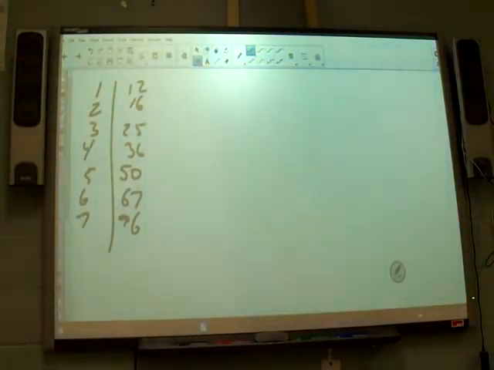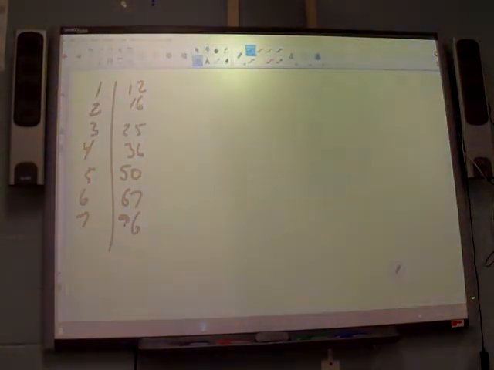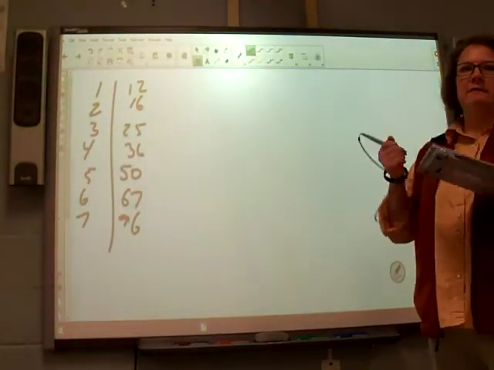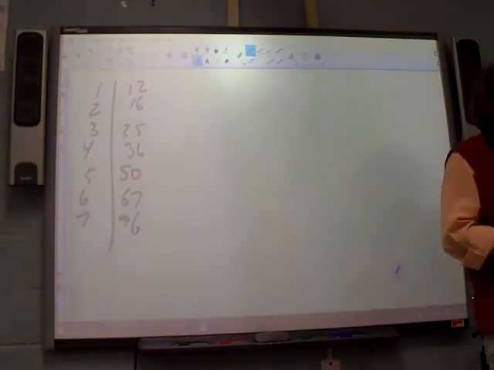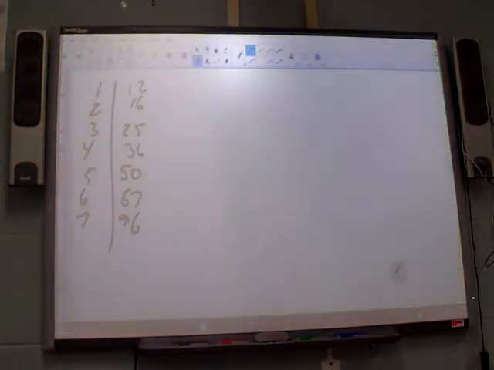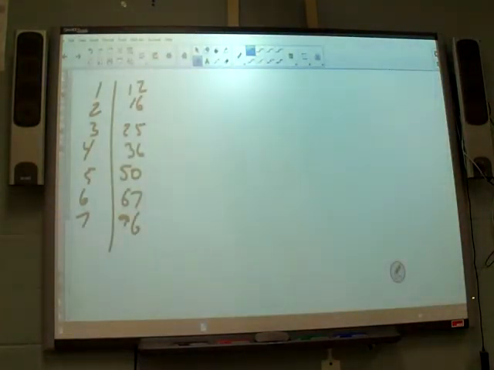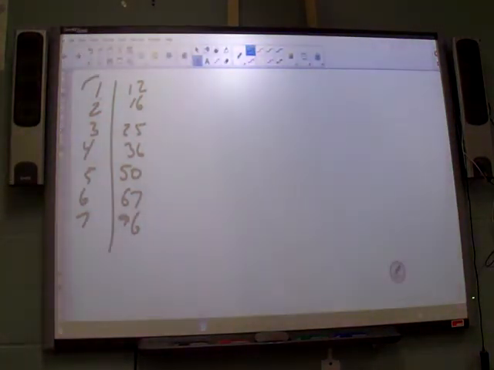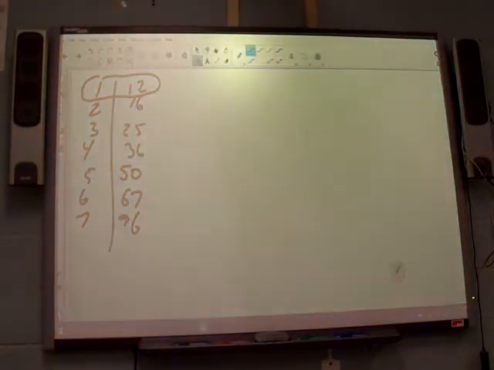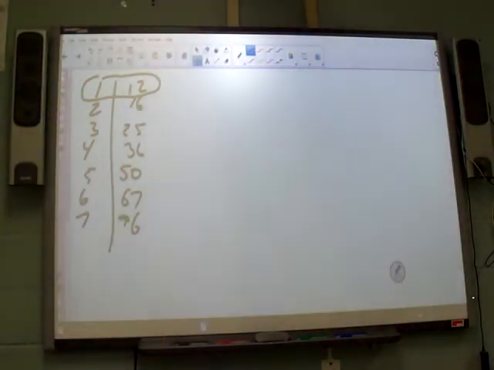Here I gave you 7 points. How many do we need to do the equations? 2. So this is where you have the freedom to choose any 2 points you want. Now, I recommend keeping them small, so I would start with either the 1, 12 or the 2, 16. Pick one of the smaller ones, and then don't pick the one right next to it. Skip a couple. So 1, 12 and what other one do you want to use? 4, 36. Okay, 5, 50 would work as well.